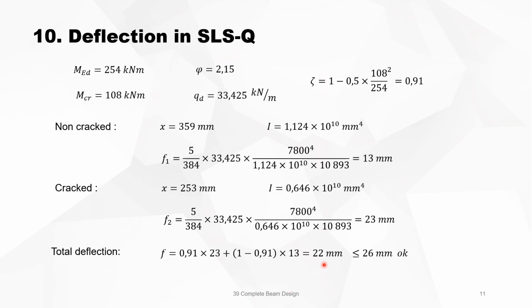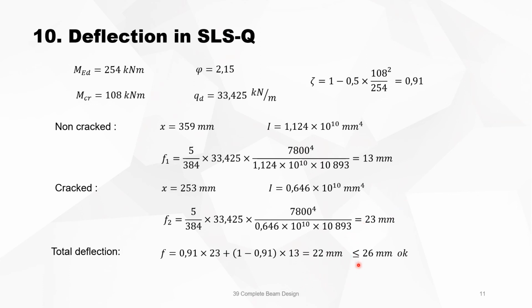We have 22 millimeters. This also means that if you take only the cracked concrete into consideration, it's 23 millimeters. But if we take everything into consideration, it's 22. So it's close to the 23. That means that almost the whole beam over the whole length is cracked. And the deflection is dominated by the cracked section.